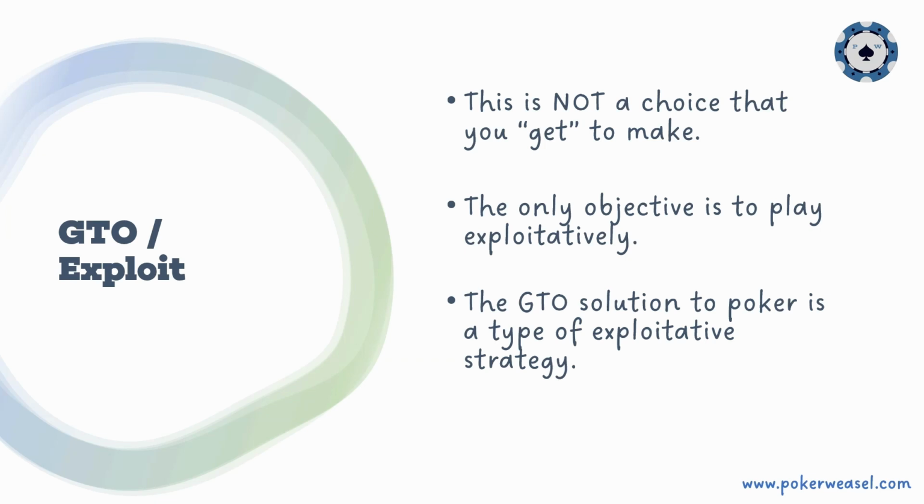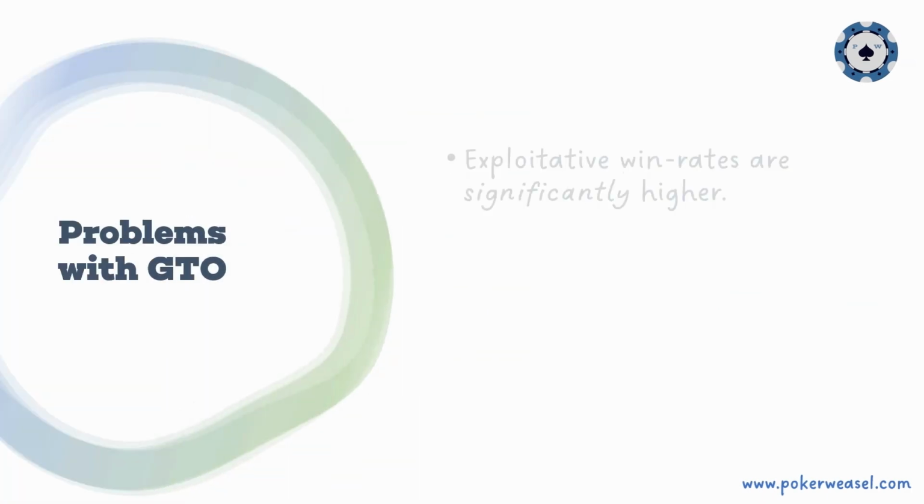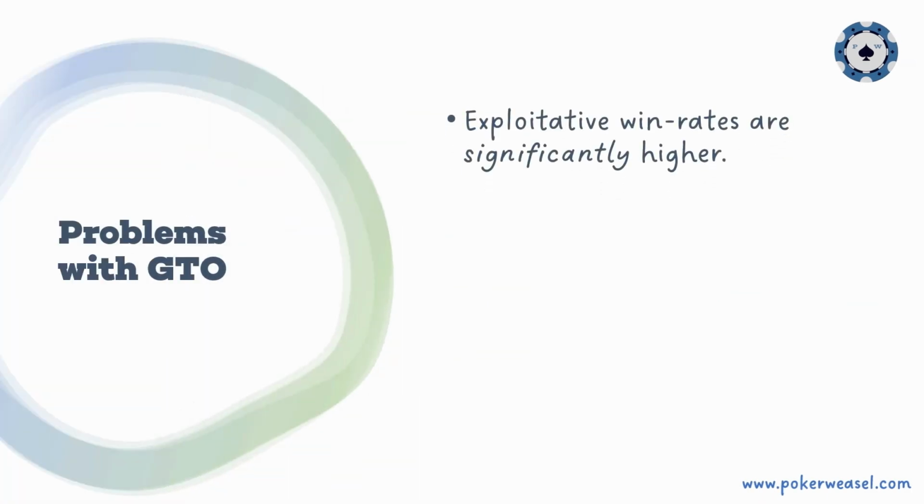So we know that our opponent has to be playing a strategy that is deviating from a GTO solution. What happens if we try and play a GTO strategy against an opponent who is not playing GTO poker? We don't maximize our win rate against that player. It's that simple. And that's why, in general, the win rates achieved through playing exploitative poker are significantly higher than the win rates achieved through playing a perfect GTO game.